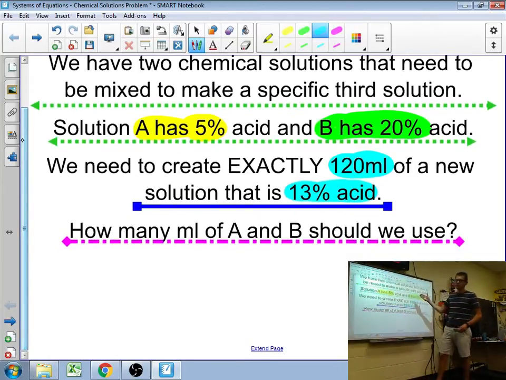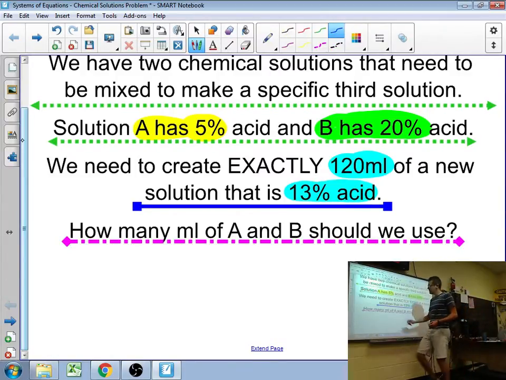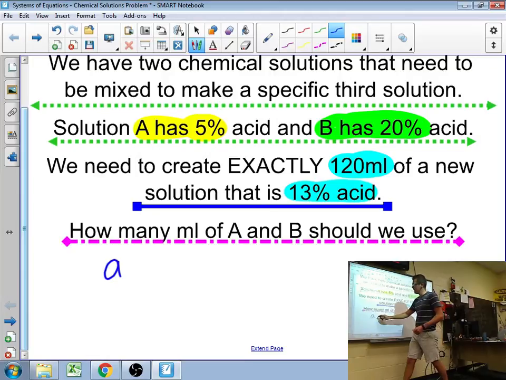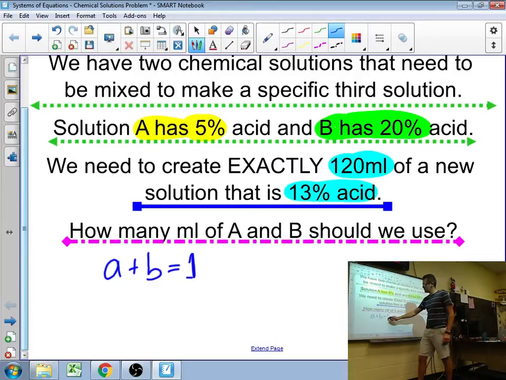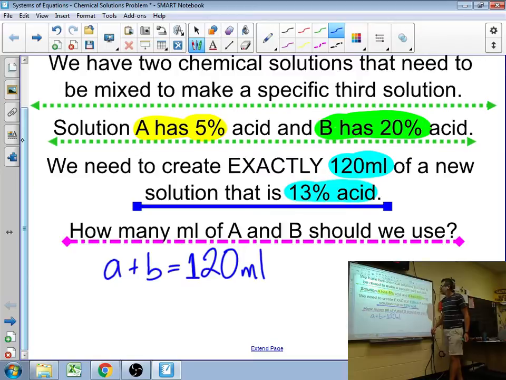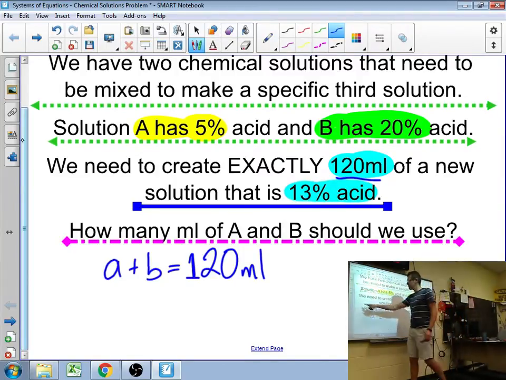We know that we have two solutions combining to make a third, and we know how much of the third solution we have. So if I think about the amount of solution A that I'm going to use and the amount of solution B that I'm going to use, that's going to have to equal 120 milliliters, because A plus B has to be that 120 milliliters exactly of that new solution.